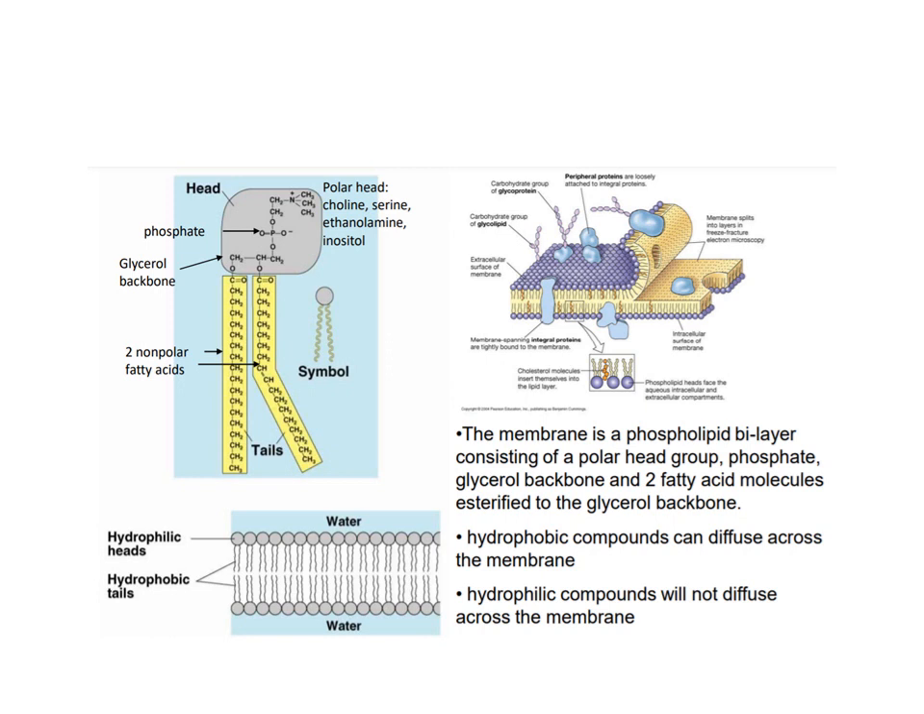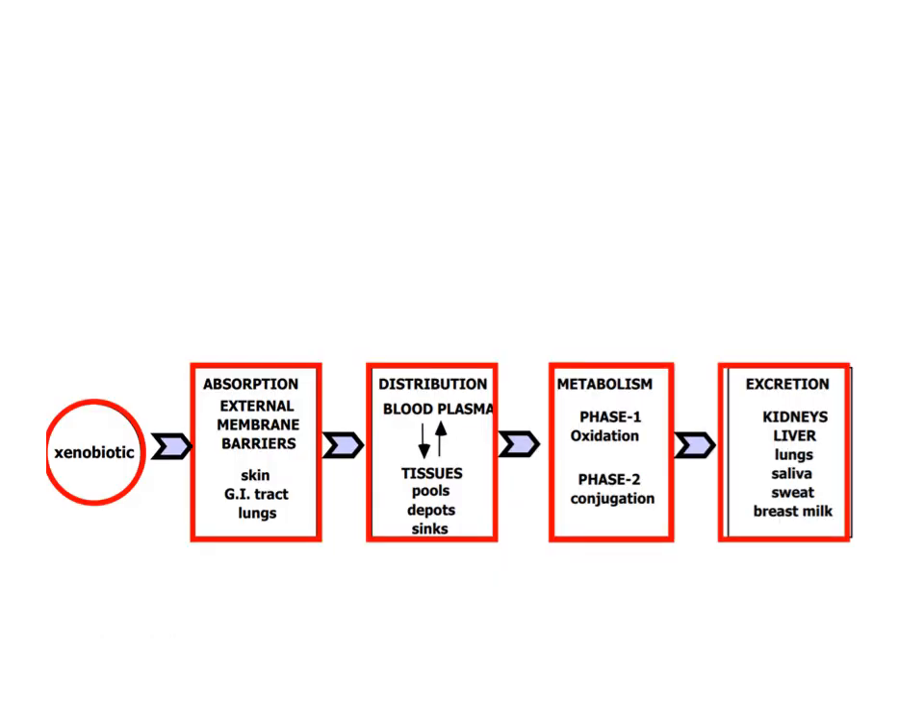And the lipid bilayer looks like this, where two layers are stacked over one another with a hydrophilic surface on the outer side and hydrophobic tails on the inner side. Only the hydrophobic substances can diffuse across it because it has hydrophobic tails, and hydrophilic substances will not be able to diffuse across the plasma membrane. So this is one of the limiting factors of absorption of hydrophilic substances.